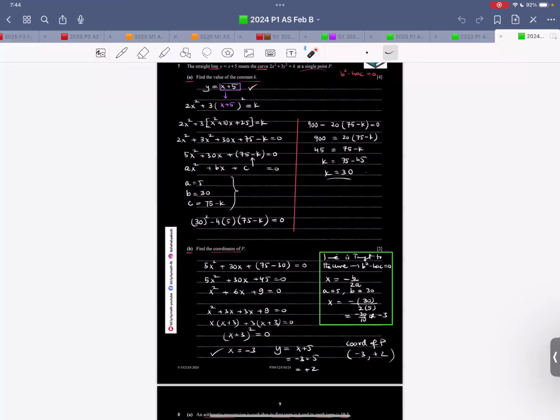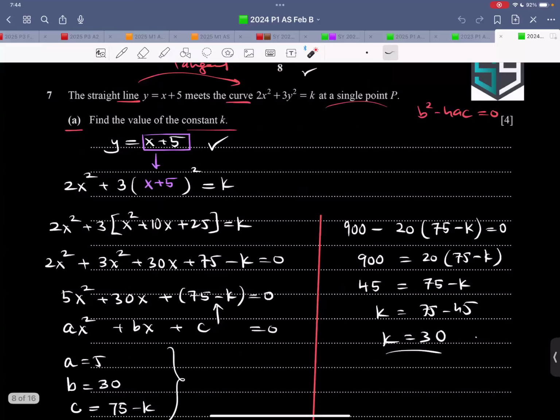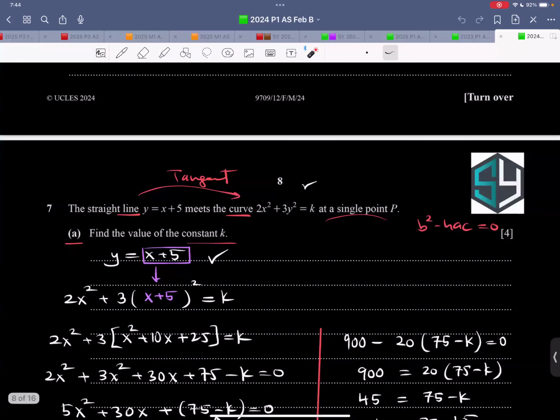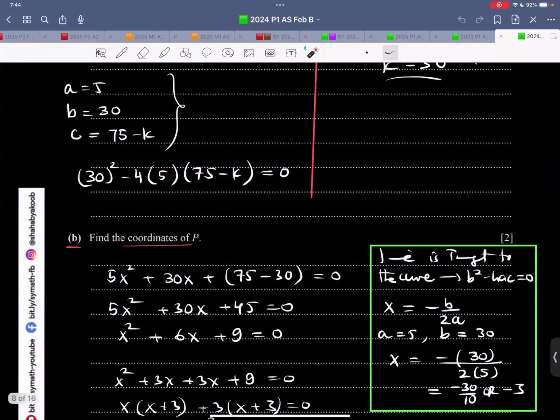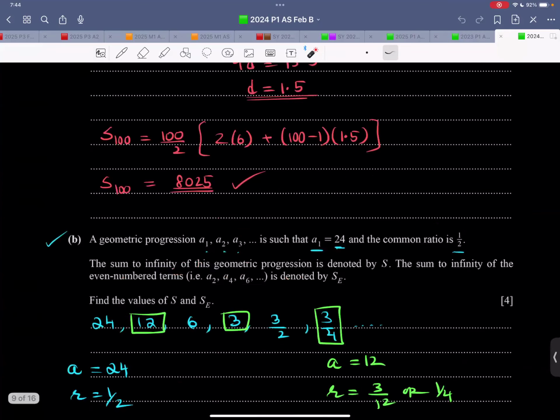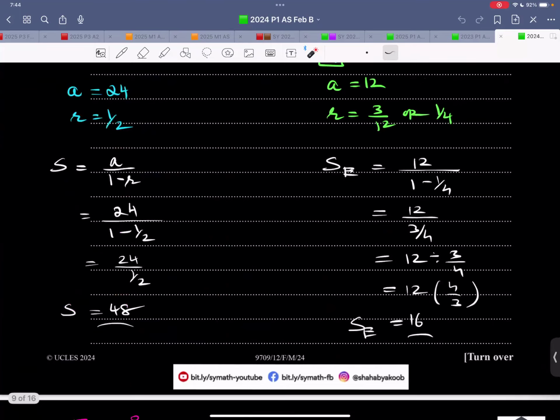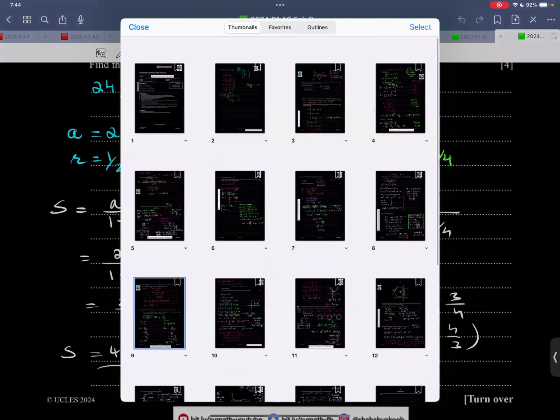So now let me pick some questions based upon circular measure, based upon trigonometry, and this is 2024, February, March 2024. So, okay, let me just get started from the top.